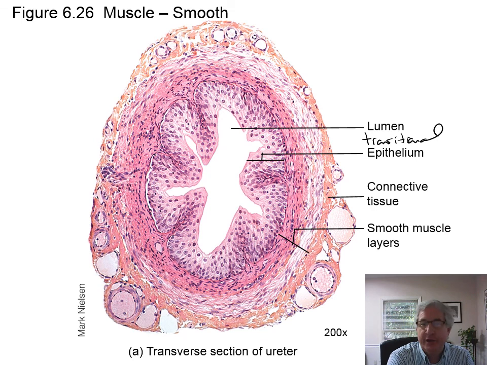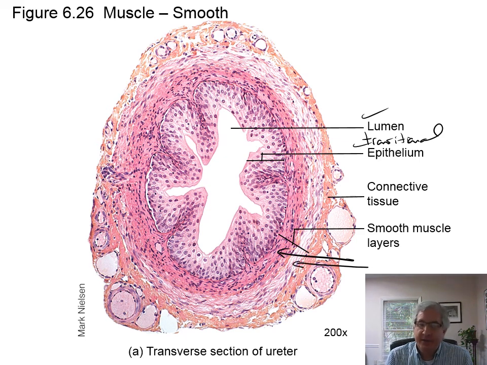And here's the lumen. There's space on one side, so that's how you know it's epithelium. So there's your lumen, this transitional epithelium there. And then we have smooth muscle layers. There's a couple layers of it there. And then there's connective tissue all around the outside. So this is all smooth muscle here and here.